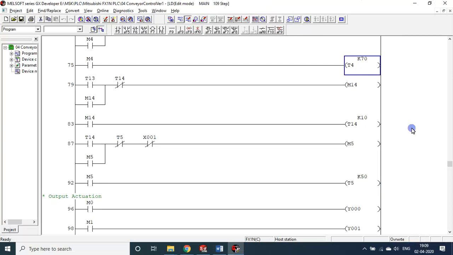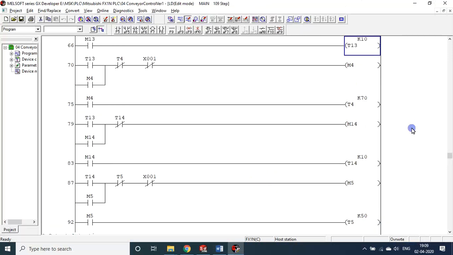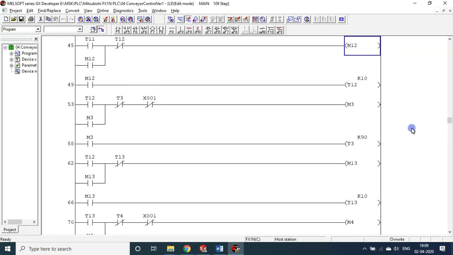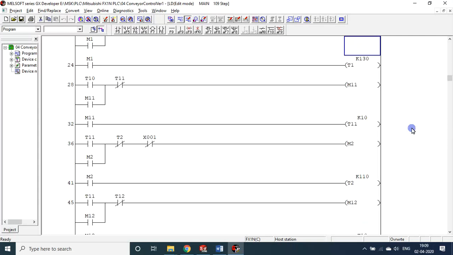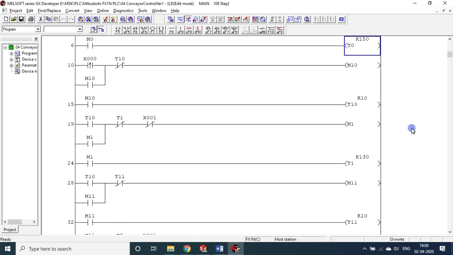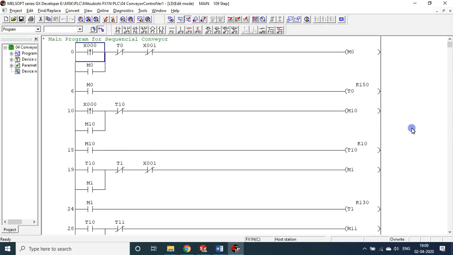fifth motor. Sorry. Then similarly for the fourth motor, plus 1 second prior, 1 second after. So 70 plus 20, 90. Then plus 20 for the third motor, 110. Second motor, 110 plus 20, sorry, 130. The first motor, 130 plus 20, 150. Okay, so this is how I write all the things.